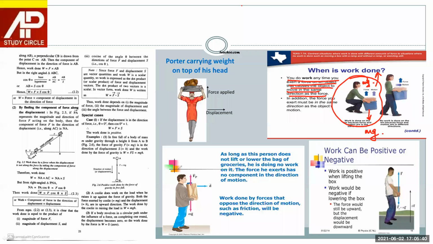So the second point says that the pulley does work when he raises it up against the force of gravity. Both the force exerted by the pulley and the displacement are in the upward direction. The work done by the pulley in raising the load is mgh.